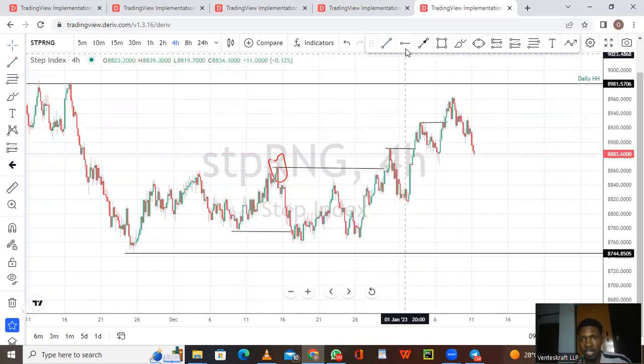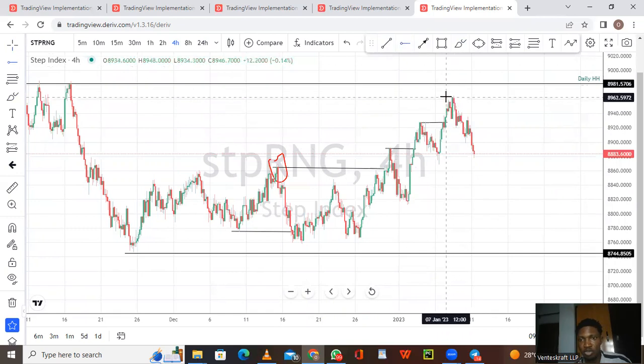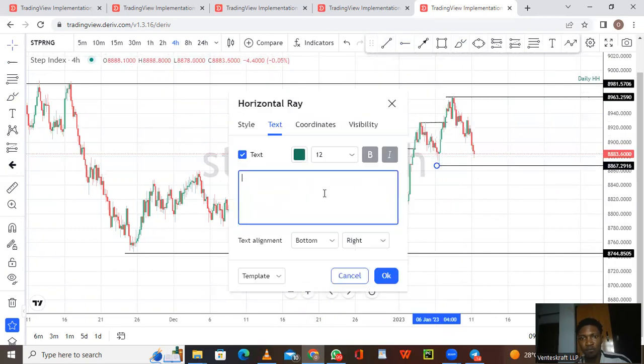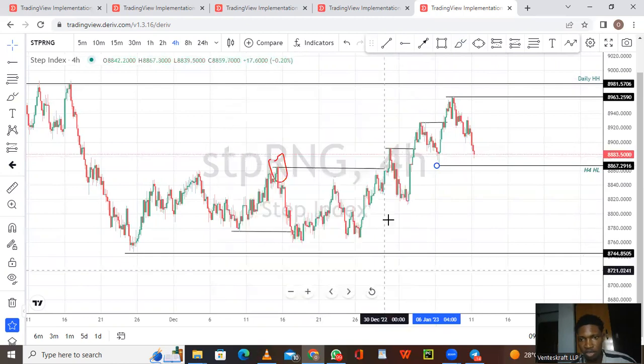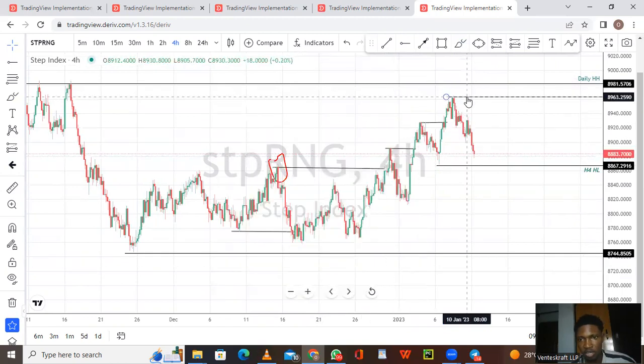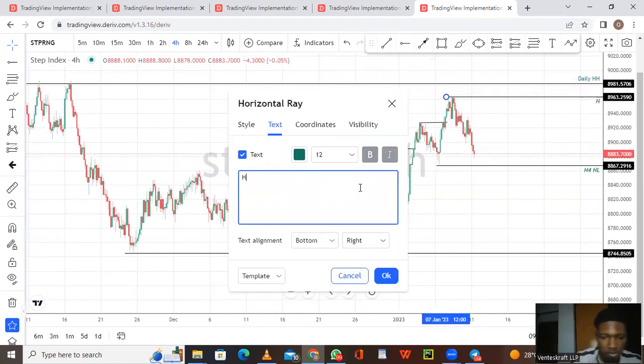So at this point, I have this swing high and this swing low as my H4. I will label it H4. I'll call it H4 higher low, and this is my H4 higher high.